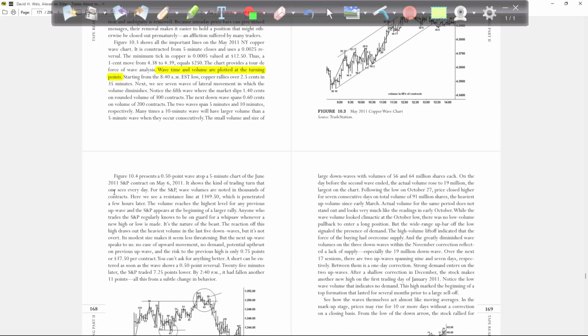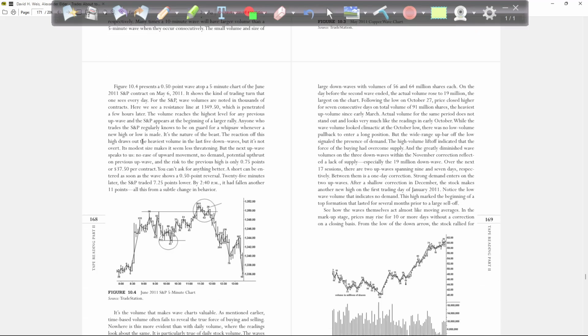Figure 10.4 presents a 0.50 point wave atop a 5-minute chart of the June 2011 S&P contract on May 6, 2011. It shows the kind of trading turn that one sees every day for the S&P. Wave volumes are noted in thousands of contracts. Here we see a resistance line at 1349.50, which is penetrated a few hours later.